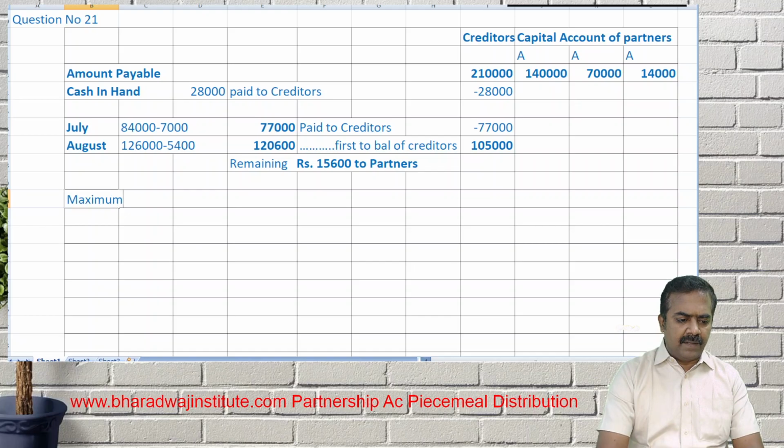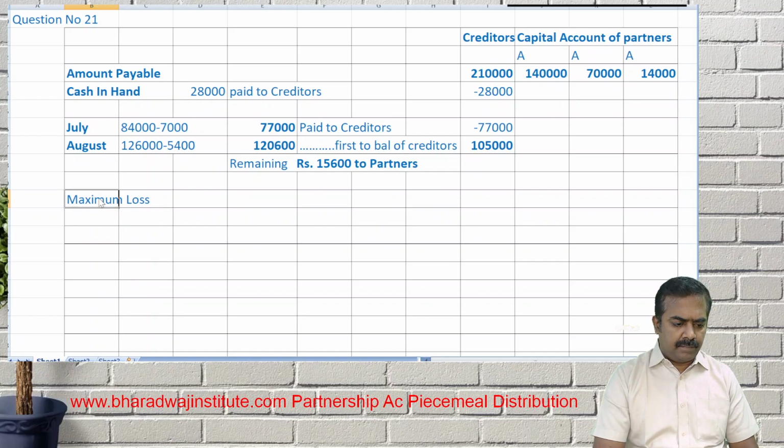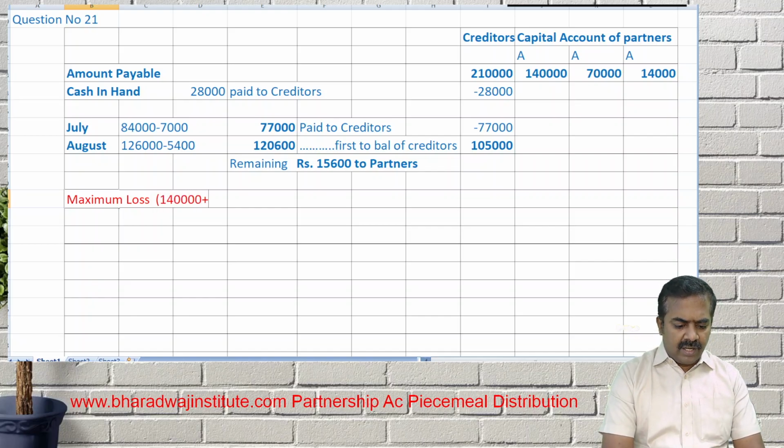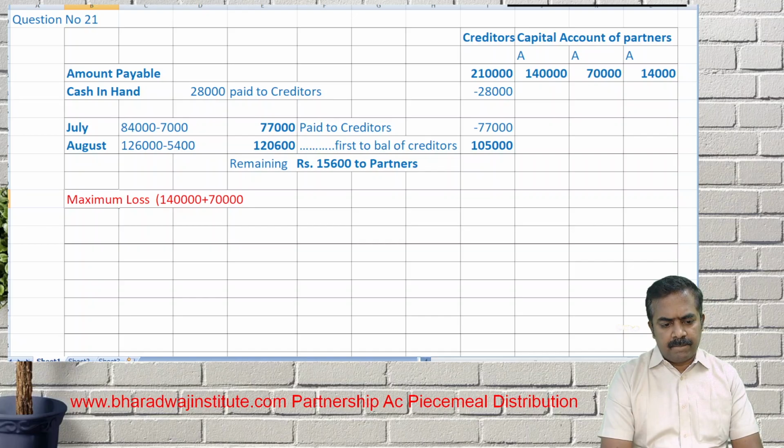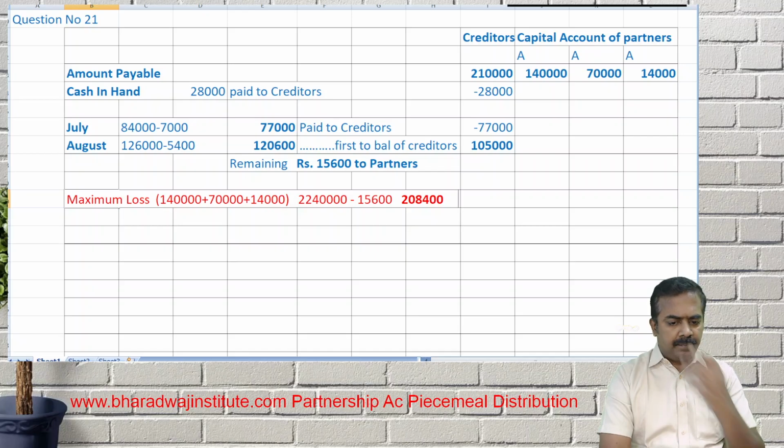Now we will work out the maximum loss. How to work out maximum loss? Unpaid capital minus amount available. 1,40,000 plus 70,000 plus 14,000. See how much unpaid capital there is. 2,24,000 minus the amount available to partners, 15,600. How much does it come to? 2,08,400. This will be shared amongst partners in which ratio? What is the ratio?